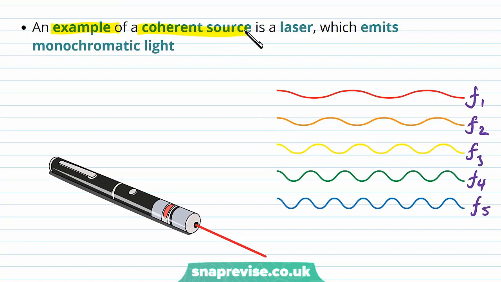An example of a coherent source is a laser, which emits monochromatic light. So this laser here only produces light of a single colour. So for example, here we can see we've got red light, which we've said has a frequency F1. So this laser won't produce light of any other colours, and because it only produces red light, that means the light it produces has one single frequency, so it's monochromatic. And if it's got one single frequency, that means we can use this as a coherent source. So we can therefore produce stable interference patterns using lasers.